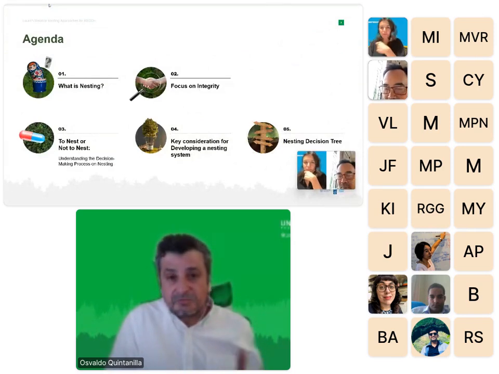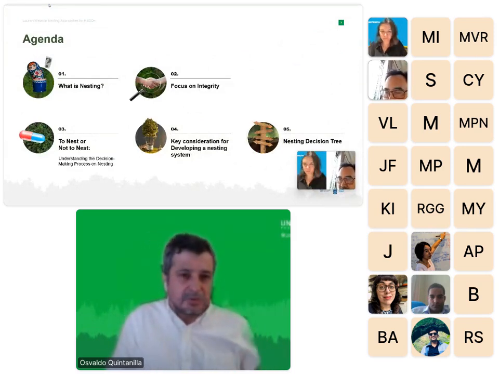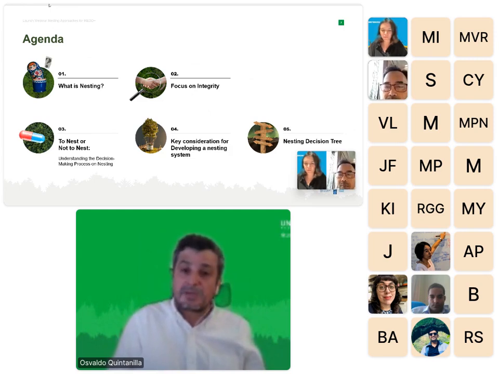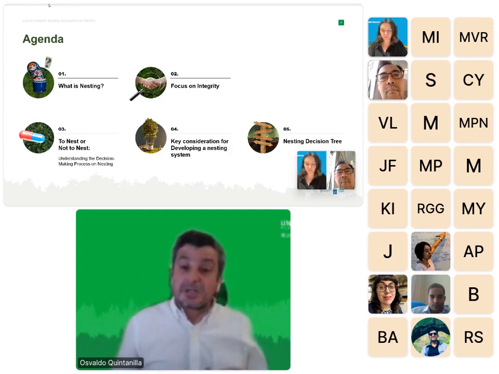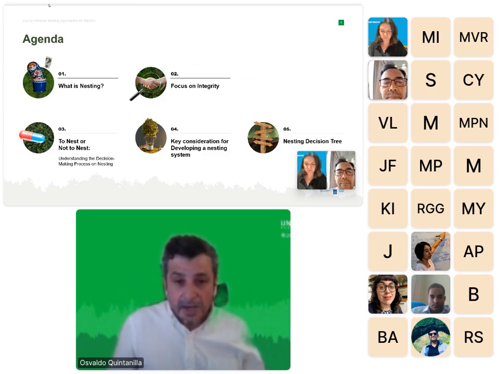So this presentation follows the structure of the learning journal and covers five key themes. We will start by defining nesting and exploring why it is becoming increasingly important for ensuring REDD+ integrity and attracting finance. Next, we will discuss some specific aspects about the risks that nesting can help address, as well as the technical foundation required to build an effective nesting system.